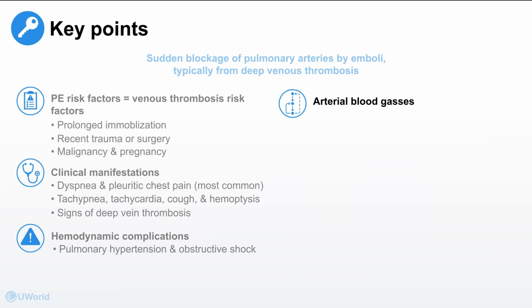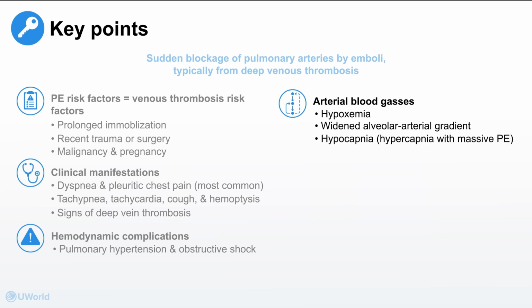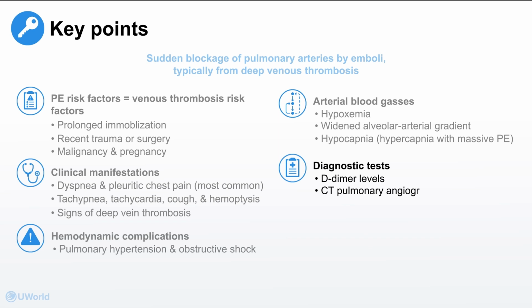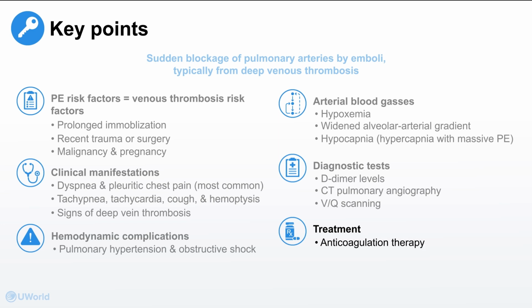Arterial blood gases commonly show hypoxemia, a widened alveolar arterial oxygen gradient, and hypocapnia, although patients with large PEs may have hypercapnia instead. More specific diagnostic tests include laboratory analysis for fibrin degradation products, such as the D-dimer, and advanced imaging studies such as CT pulmonary angiography or ventilation perfusion scanning. The mainstay of treatment involves anticoagulation therapy to prevent further clot propagation. Thromboprophylaxis with heparin or mechanical compression is also an important part of medical management of high-risk patients.